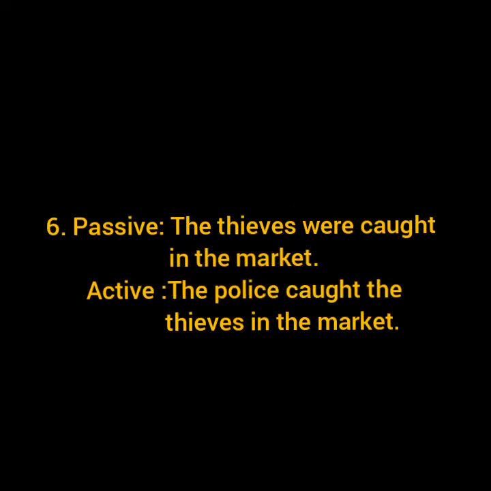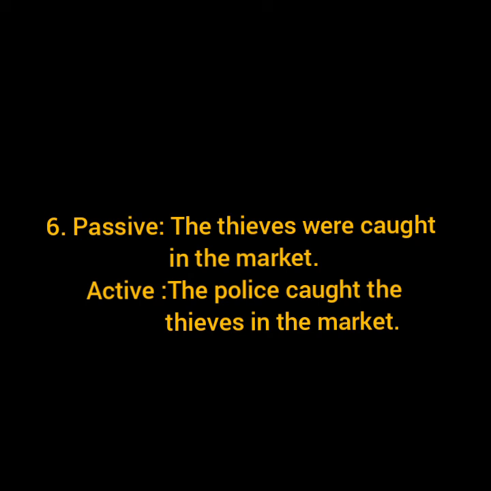There are also some tricky questions. Example 6, passive: The thieves were caught in the market. Here the sentence does not have any object or doer of action, so we have to find a suitable object which can be related to the subject, that is the thieves. What will be the suitable object for this? Let us use the police.